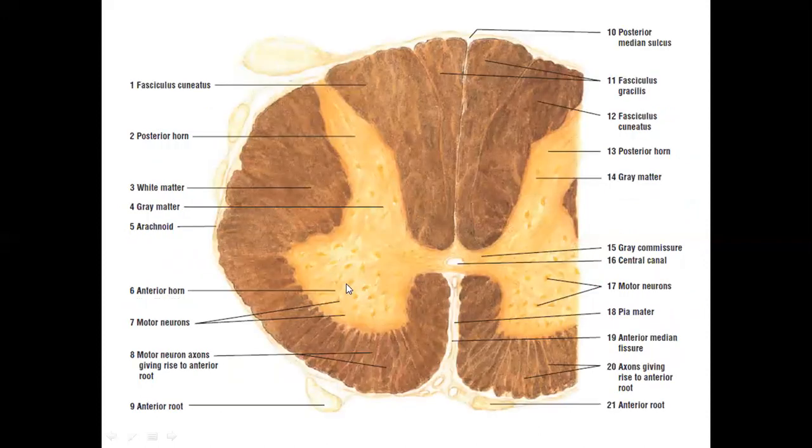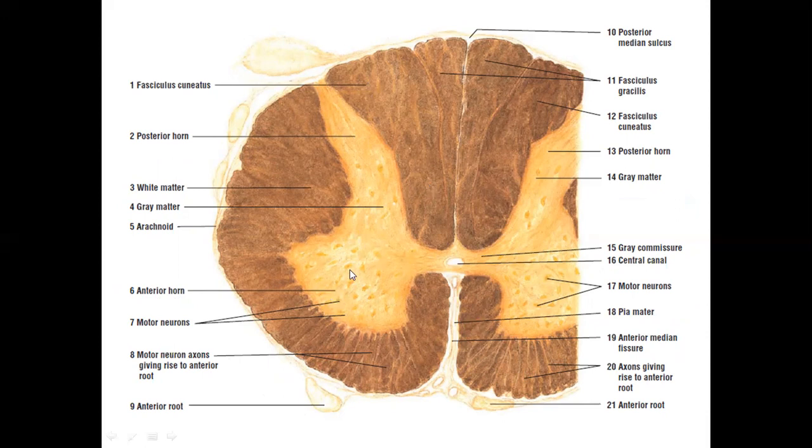Again, this is silver impregnation. A special stain is used. This is the central canal. This is the anterior horn. You can see the anterior median fissure. This is the posterior horn. This whole area dark brown in color is white matter. The light yellow area here is the gray matter.